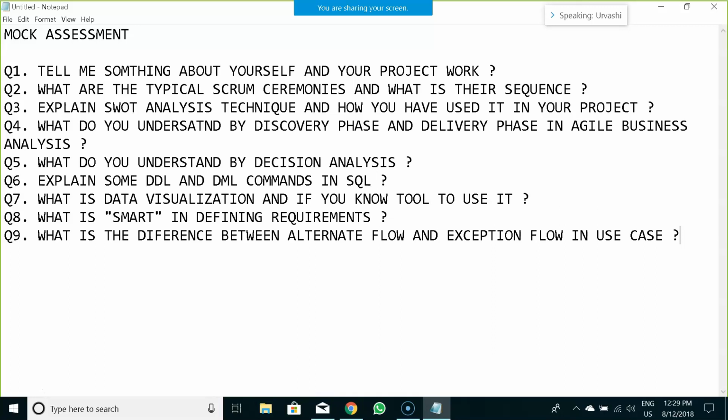We look for an alternate solution to complete that particular solution. The exception is when any unintended part of the solution is returned because of missing information or system availability. Any runtime or real time exception can be referred to as an exception.